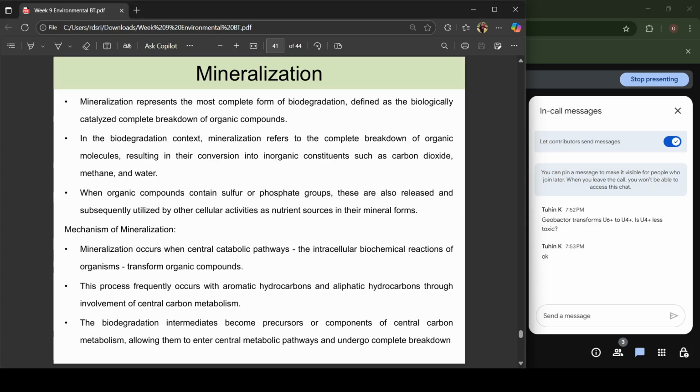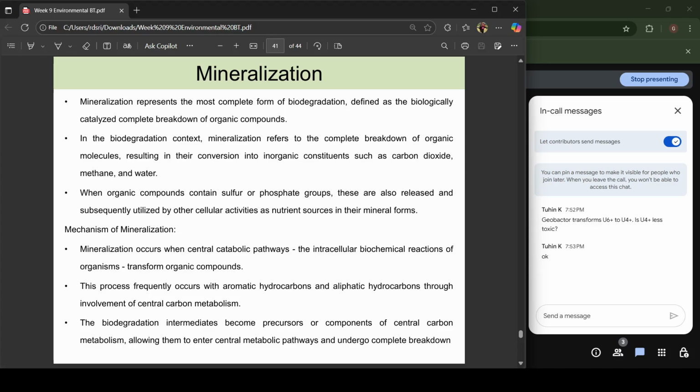So next we'll talk about the concept of mineralization. Mineralization represents complete biodegradation, where we are not talking about any intermediate. We are seeing that the pollutant is completely degraded into carbon dioxide and water.